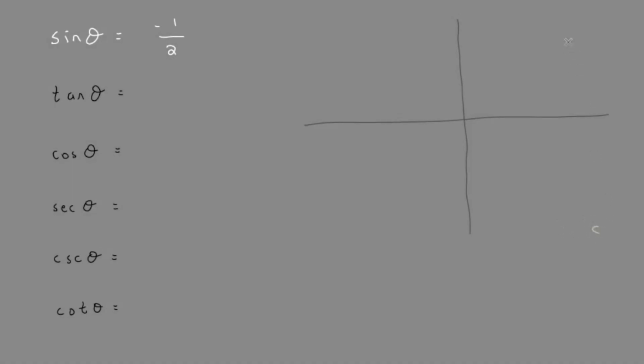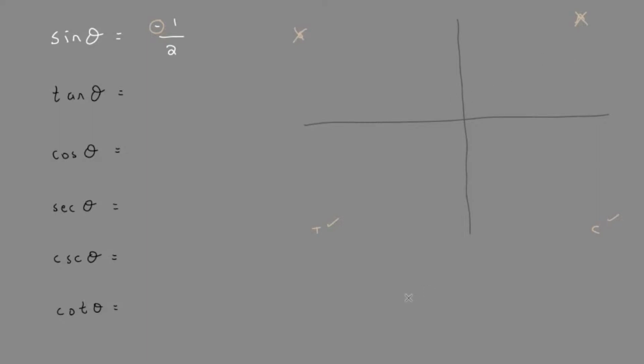So start with our CAST system. Remember CAST, labeling which quadrants are positive and negative for the certain trig ratios. We can see sine is negative. So that means that we are in quadrant 3 and quadrant 4, and not quadrant 2 where sine is positive, and not in quadrant 1 where all are positive.